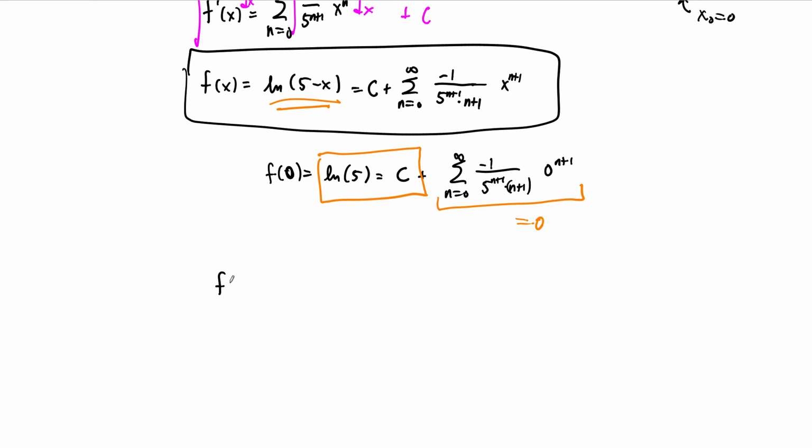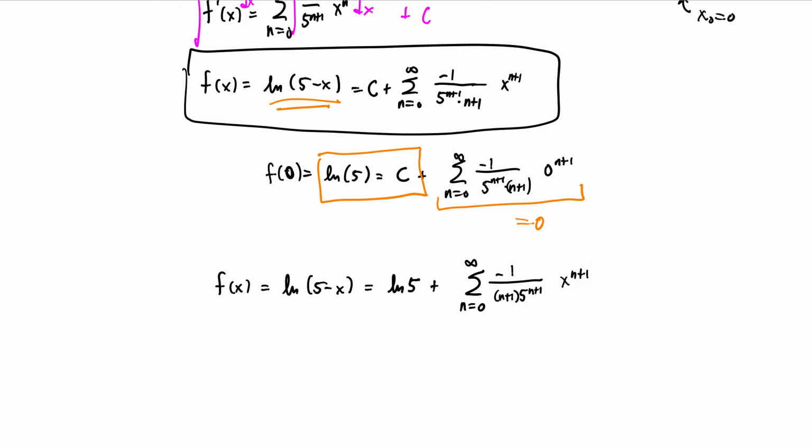So our power series then for f of x, or again, let's write down what our f of x is: the log of 5 minus x. This is equal to the value of the log of 5, natural log of 5, plus the rest of the power series, which starts at n equals 0 to infinity, negative 1 over n plus 1 times 5 to the n plus 1, x to the n plus 1.